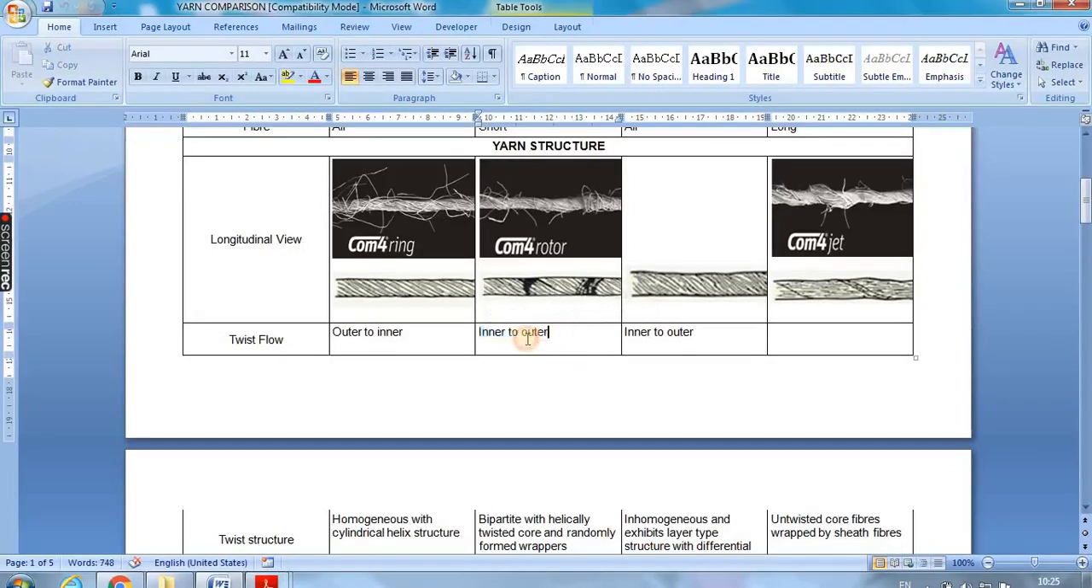So that is the very significant difference between the ring and rotor. The twist flow is from inner to outside in the case of a rotor. So when you are seeing the rotor yarn cross section, because of this inner to outside flow, the core of the yarn will have more twist compared to the sheath of the yarn. So the sheath fibers are very mobile because of very less twist in the rotor yarn. The core fibers are having very high twist because the twist is more at inside compared to the outside fibers.